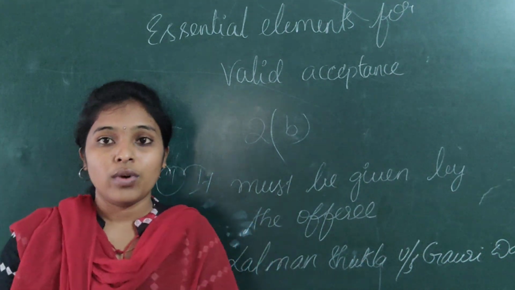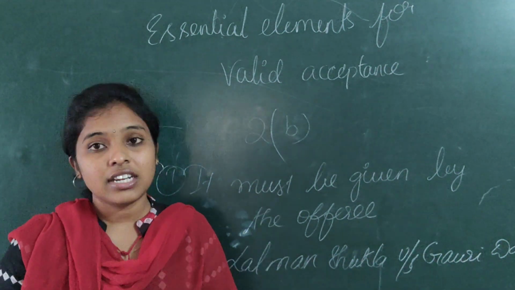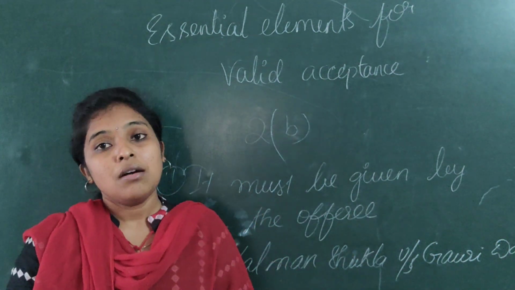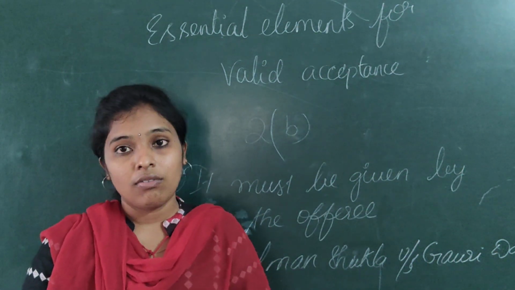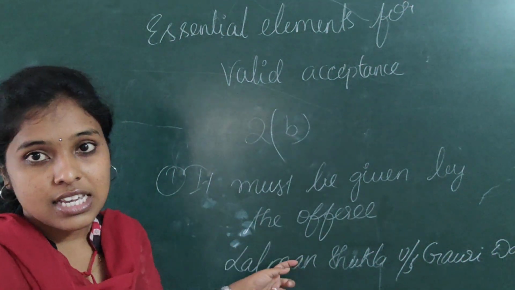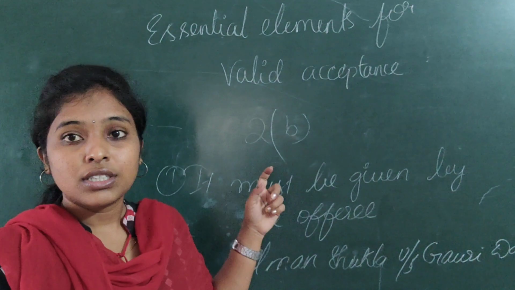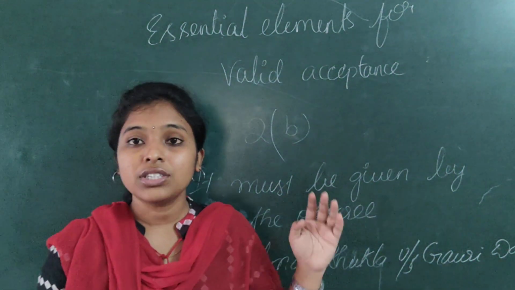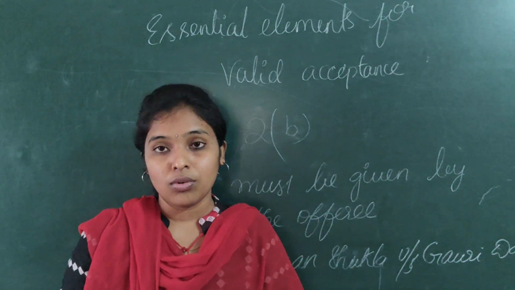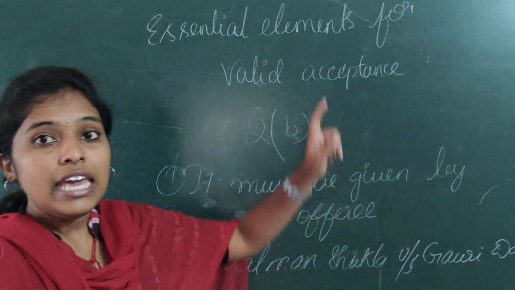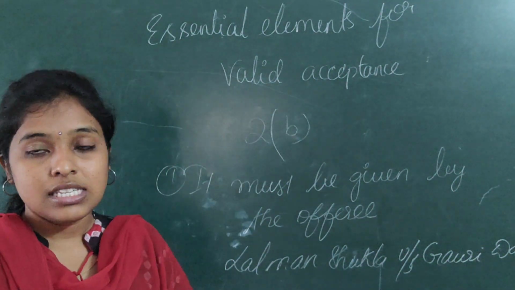So this is the one case study. The acceptance must come from the person who is receiving the offer. Clear on this case study? You need to mention this case study in this point. So here they say it must be given by the offeree. The acceptance should come from the offeree only, with the terms and conditions. This is the first point in valid acceptance.